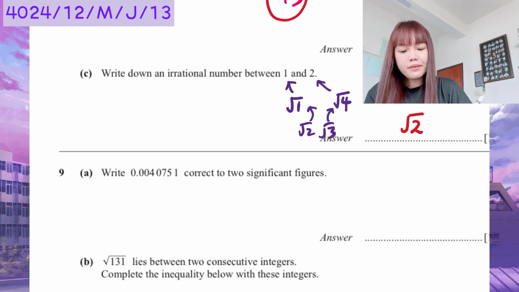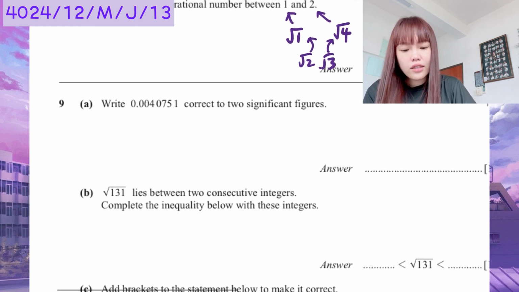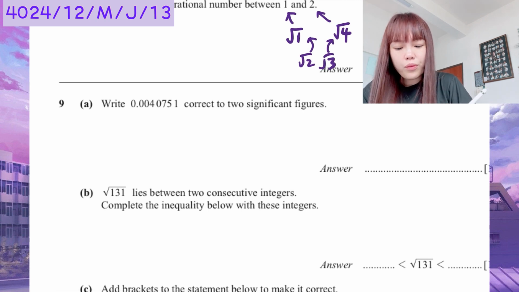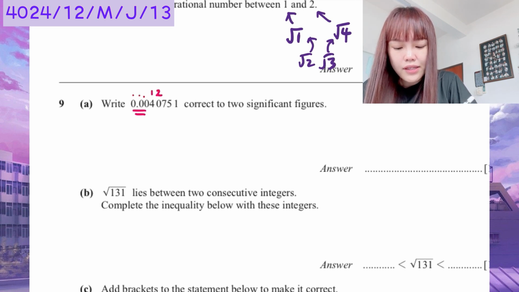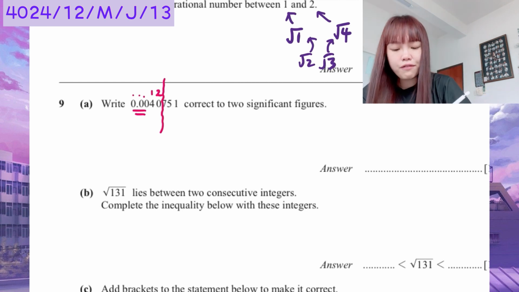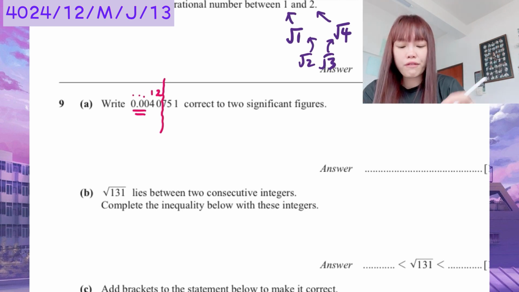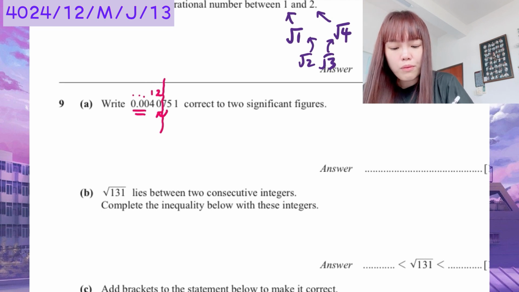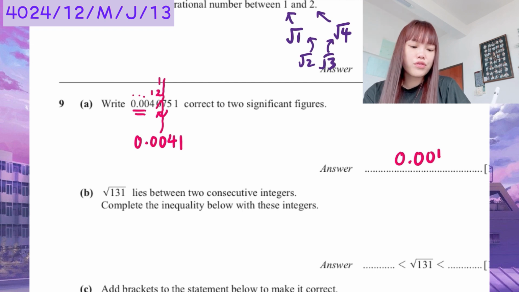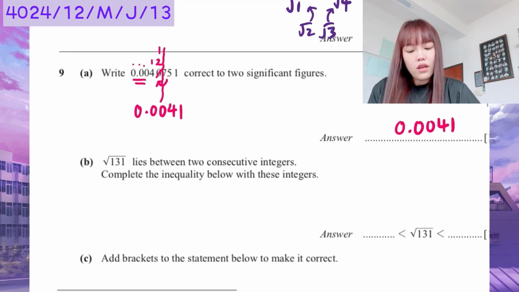Okay, now let's look at number 9. Write this number correct to 2 sig fig. When we have decimal places where the front number is 0, you start counting the significant figures after the 0. We have 0 here, so this is my first significant figure, this is my second significant figure, so it stops here. And since the number after the second significant figure is 5 or more than 5, then you have to add 1 here. So this one will become 1. So it's 0.0041. That's the answer, 0.0041 to 2 sig fig.